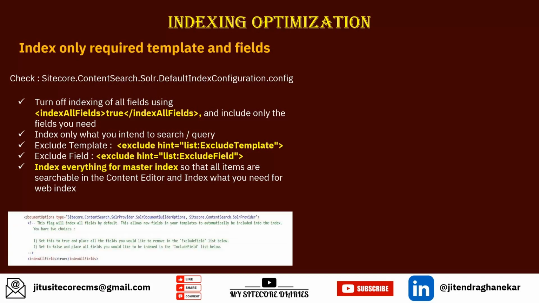So as I said, your configurations. Basically, if you see here, index all field is true. Set this true and place all the fields you would like to remove in the exclude field list below. Set to false and place all the fields you would like to index in the include field. As I said, there are two approaches. You can put index all field true, then you have to add all the excluded fields in the exclude field list. Whereas if you put it false, then you have to manually add the fields you want to include in the search. Those fields will come into the include field list.